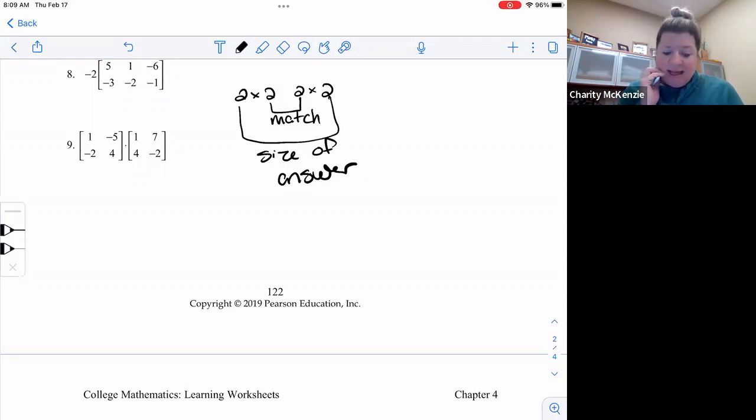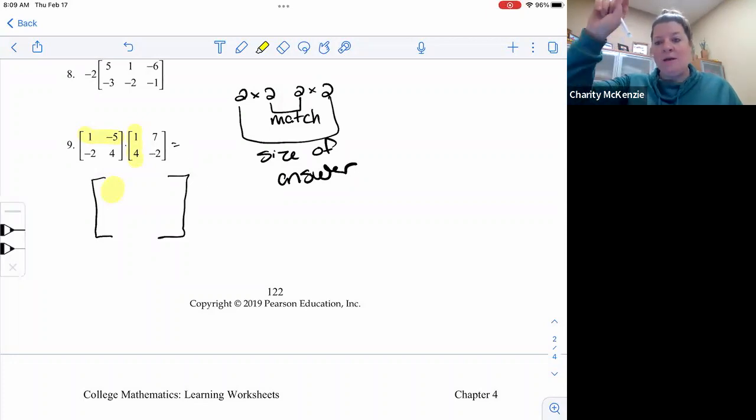Okay. So it's a little bit different. The way this goes is you multiply a row against a column to get one solution. The size of our answer is a 2 by 2. Let me write it down here, 2 by 2. And the answer would be this spot right here. Okay, so row, column, you multiply, add them together, and that becomes one answer. Totally tricky.